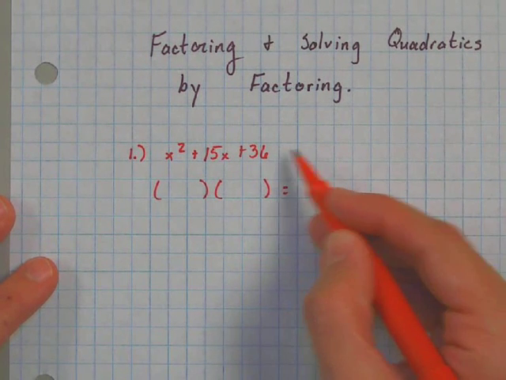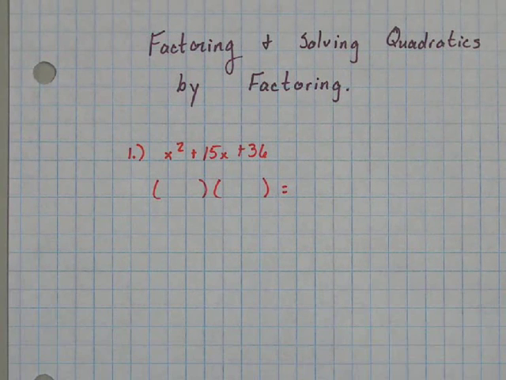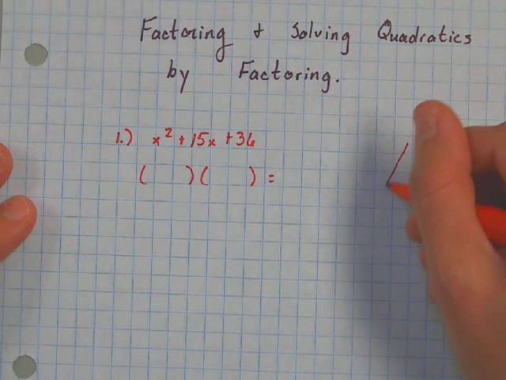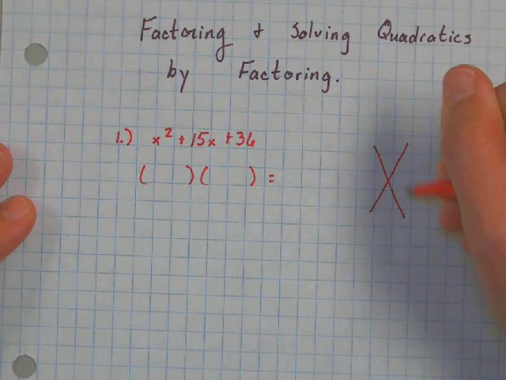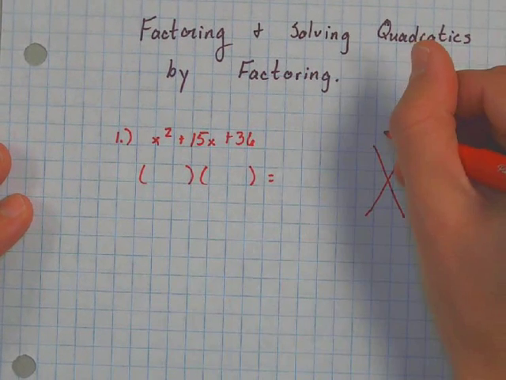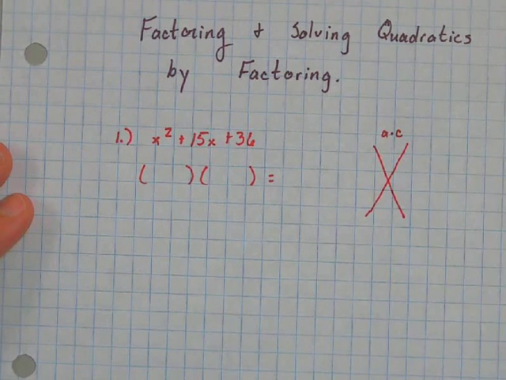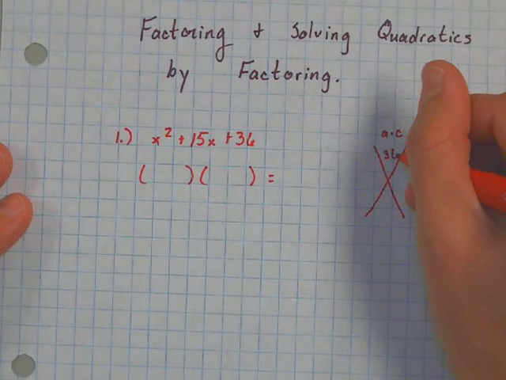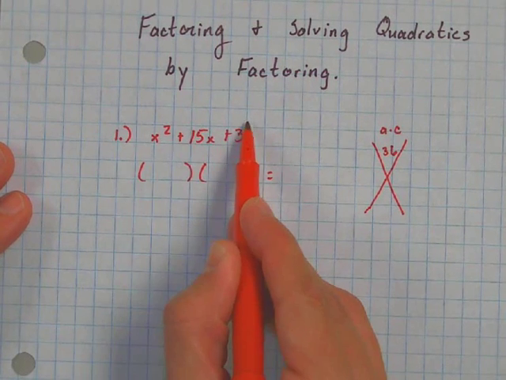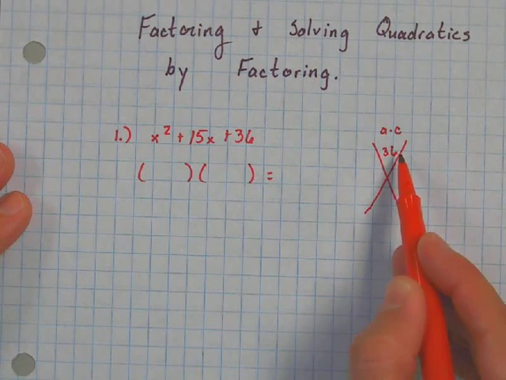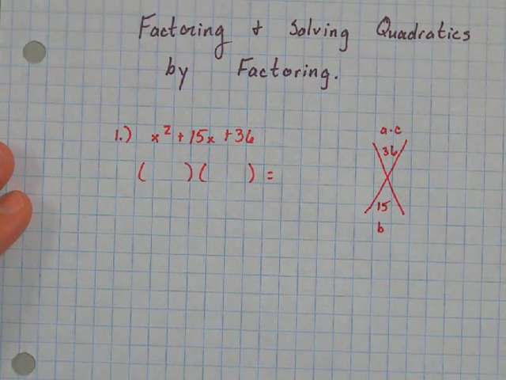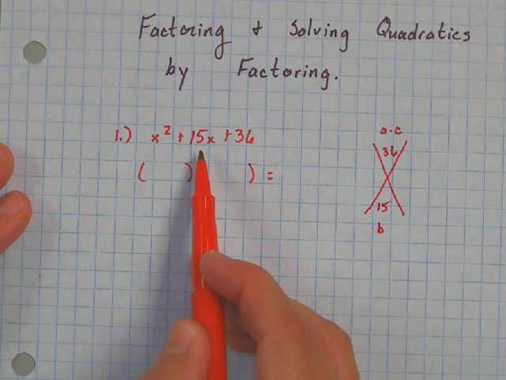So what we talked about was the big X. We talked about that being an option. So we said, okay, to factor this, to figure out exactly what I can put in these sets of parentheses, what multiplies to give me 36? So it was always A times C. So it was 1 times 36. So what multiplies to give me 36 and adds to give me 15? Okay, that's going to be your question. So it's up to you to be able to figure out how to do that.